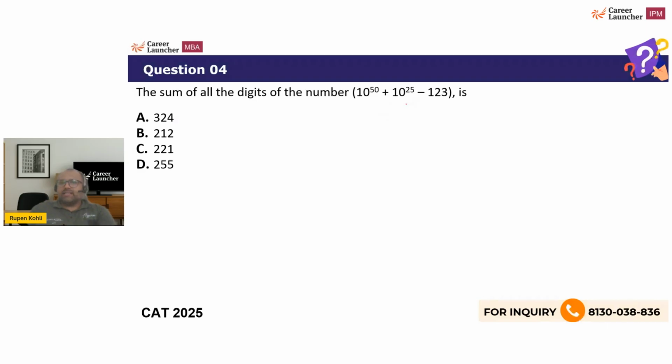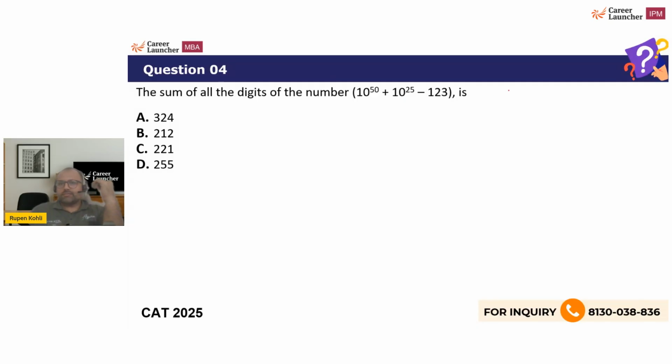Obviously we can't write out all the digits. This is a 26-digit number, 10 to the power 25. It is 1 followed by 25 zeros. First of all, people make a mistake here: for 10 to the power 25, what people sometimes write is 1 followed by 24 zeros.